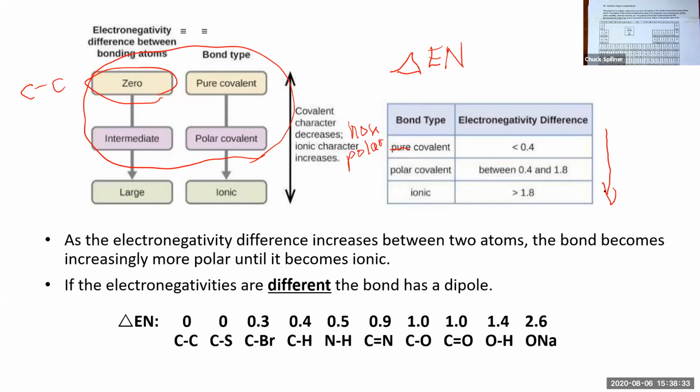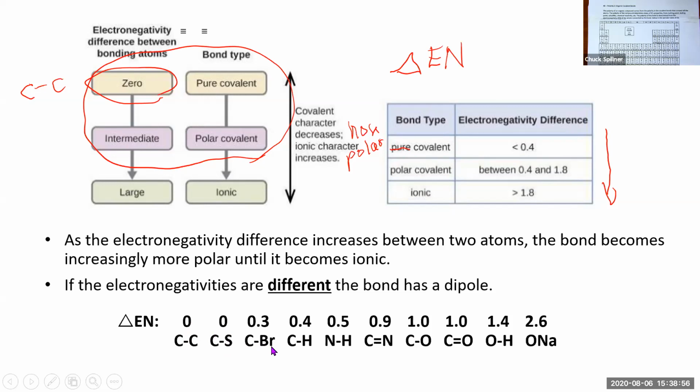So here's an example of some bonds. I have a carbon-carbon bond, that's 0. The atoms don't have to be the same. The next one is carbon and sulfur. Carbon and sulfur both have the same electronegativity value, so 2.5 minus 2.5 gives you 0.